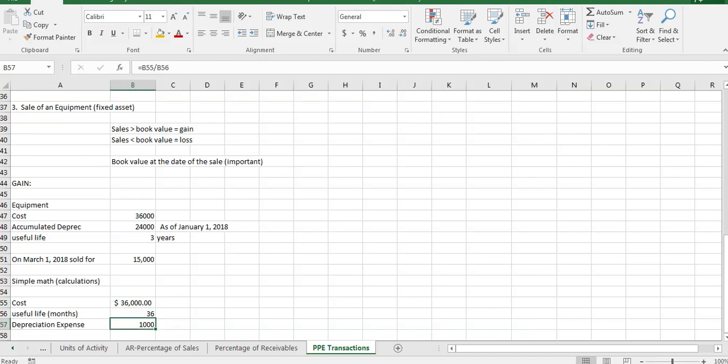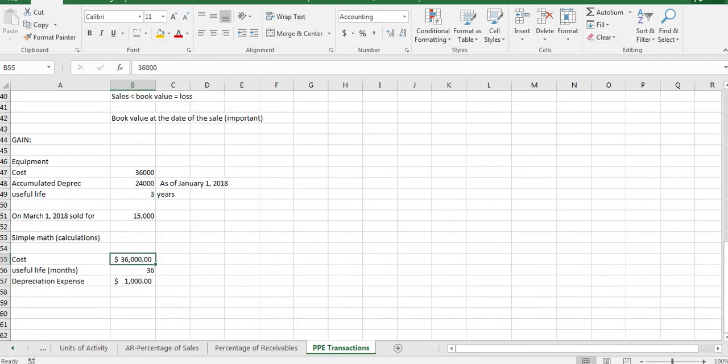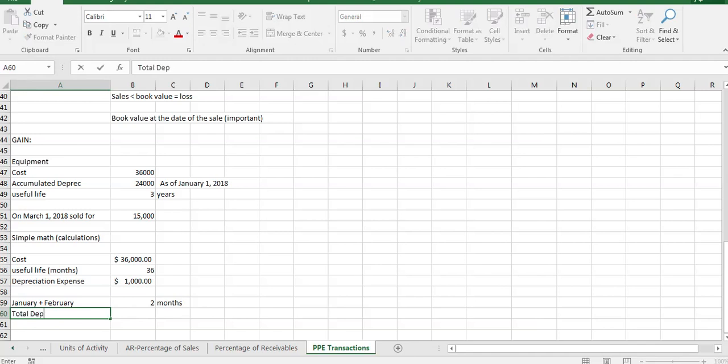So for example, we have January 1st as our accumulated depreciation of 24. So we need to make sure that we make a transaction for January and February, to make sure that we have our accumulated depreciation at the date of the sale. So we have to make a journal entry for those 2 months. Since there are 2 months, it will be 1,000 times 2 months, January and February, so a total depreciation of 2,000.